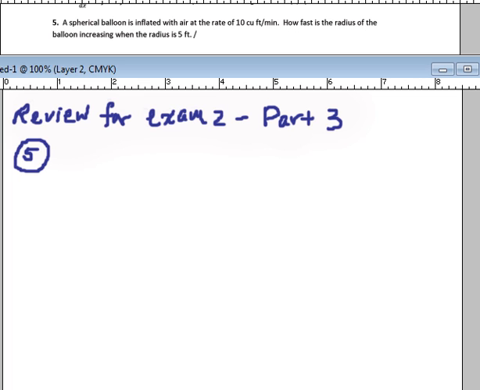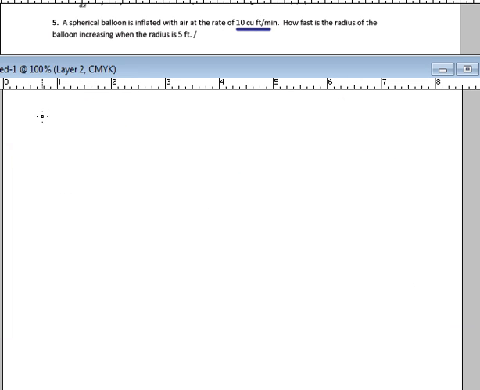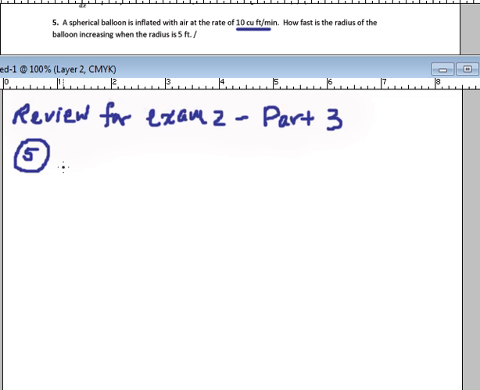Okay, question 5. A spherical balloon is inflated with air at the rate of 10 cubic feet per minute. All right, so that tells us that the volume of the balloon is increasing at this rate. So this 10 cubic feet per minute, that's dV/dt, the rate at which the volume is increasing. So let's write that down. For number 5, we have dV/dt is 10. All right. How fast is the radius of the balloon increasing?